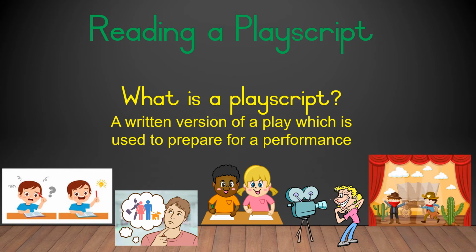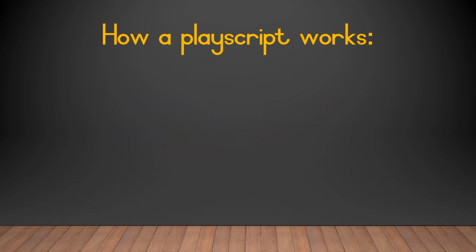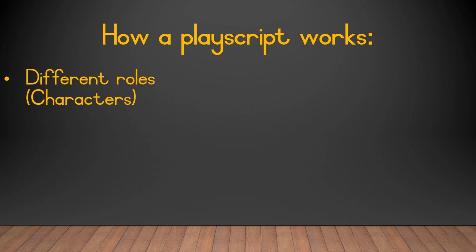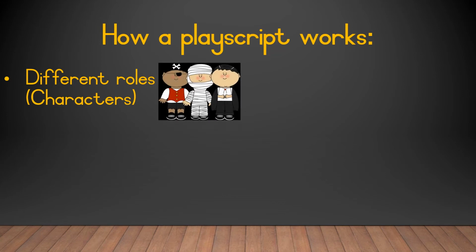Okay, so how does a Playscript work? Now I'm going to tell you 3 important things. Firstly, there are different roles or characters. When we read a Playscript now, you will see the names of the people are always on the left. Those are the people who have the roles or the people who are the characters. That is, for example, let's say Captain Hook, a pirate, or a mummy, or Dracula.